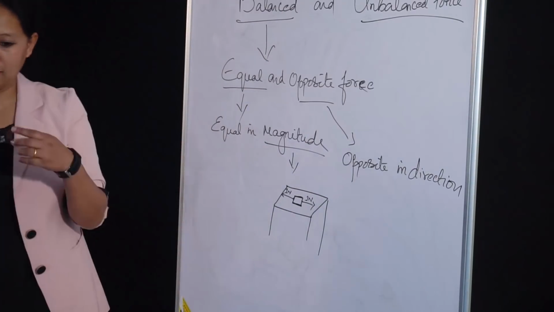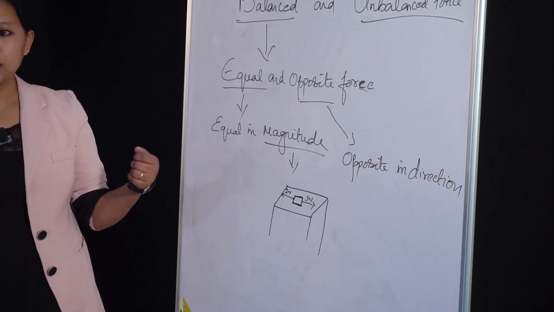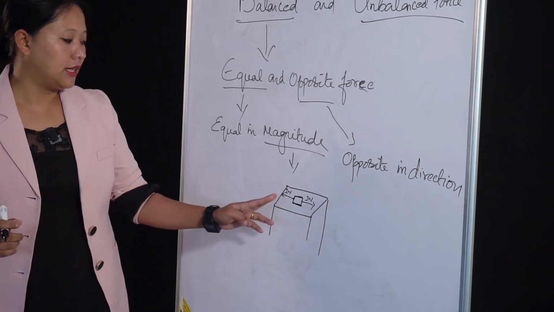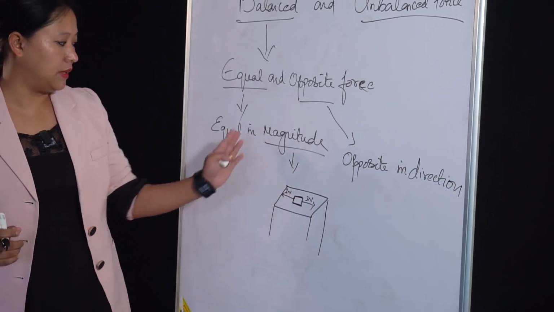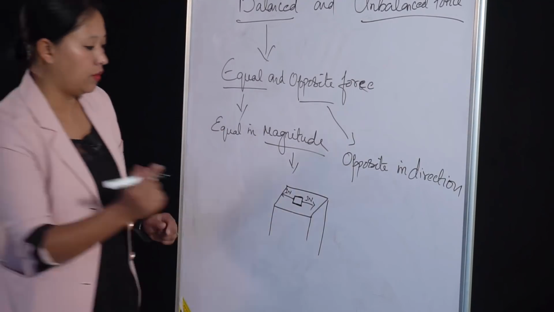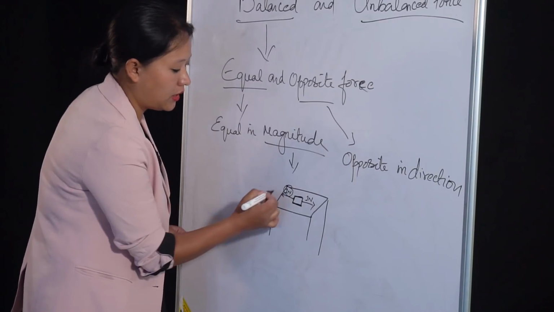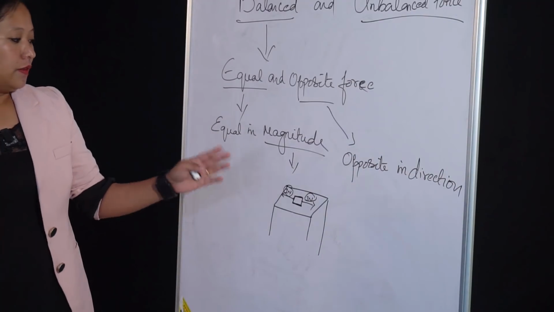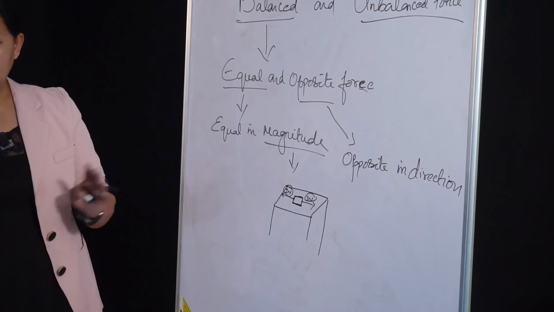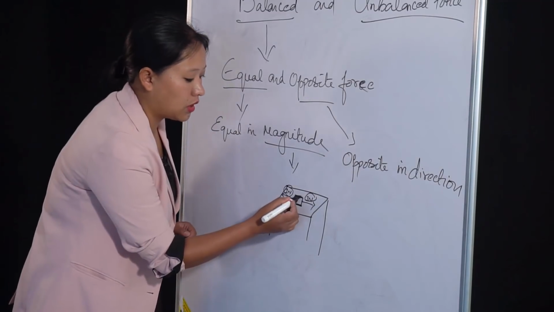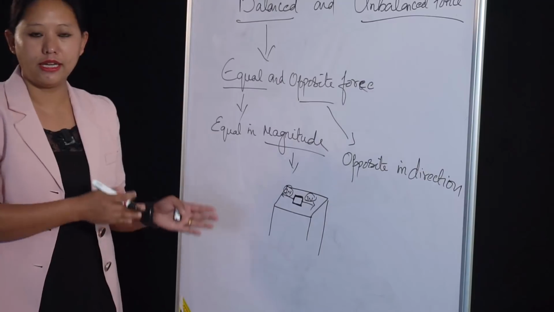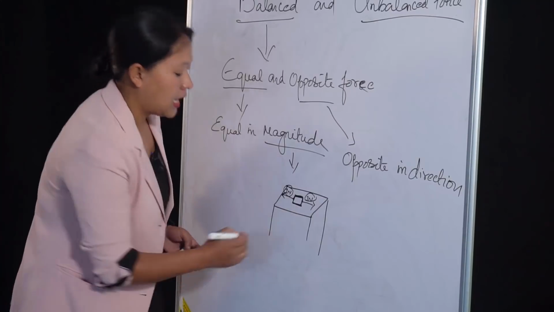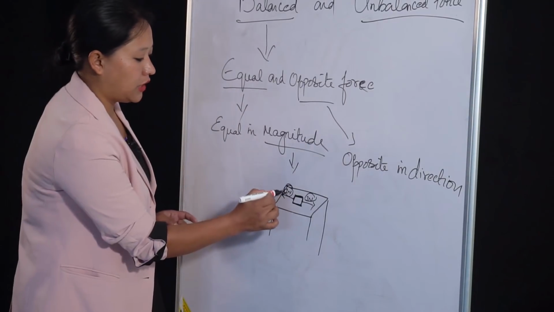If you try to pull the string on both ends, what will happen? Since the magnitude is the same, and magnitude means numerical value, the magnitude will be 1 here, and on this side the magnitude will also be 1. Since the force is the same on both sides, 1 Newton and 1 Newton, this wooden block will not move. It will just remain as it is, at rest. This is called equal in magnitude.